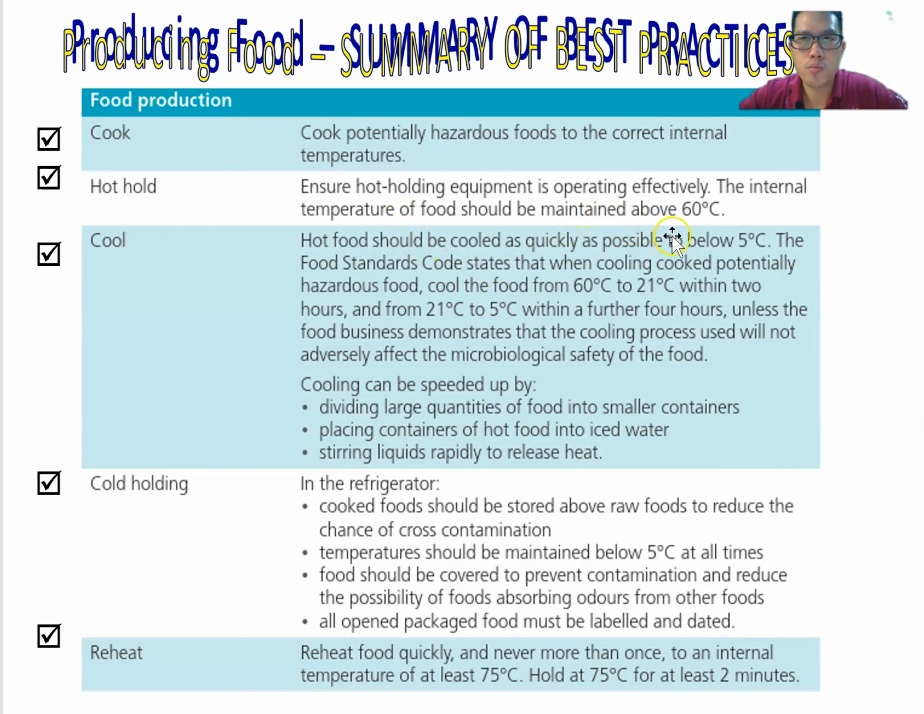Make sure that you maintain more than 60 degrees Celsius if in the buffet line, or what we call hot hold. After you cook, you need to cool it as fast as possible to below 5 degrees Celsius, so that you can minimize the microbial growth. To speed up the cooling, you can divide a large quantity into smaller containers, or place containers into ice water. This one is not very encouraged because the ice water may not be clean. Stirring rapidly also releases heat.